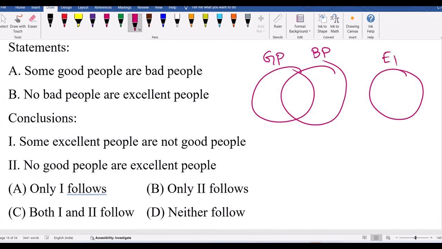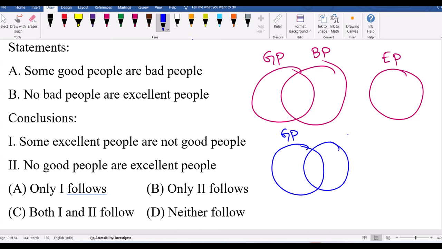This is one diagram. I'll give you multiple diagrams. See, some good people are bad people. No bad people are excellent people. This is also satisfying the given statement. I can draw the diagram. Yeah, it satisfied the given statement. The problem is only that bad people and excellent people are not connected. Fine, this is also possible.